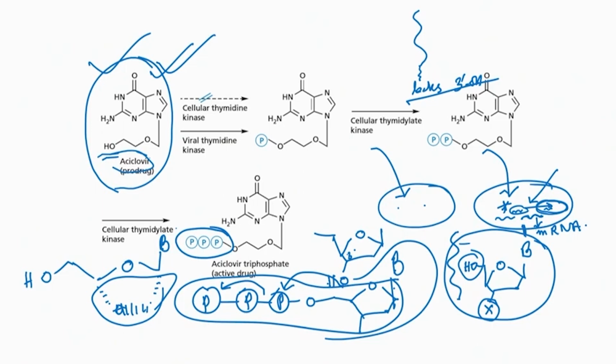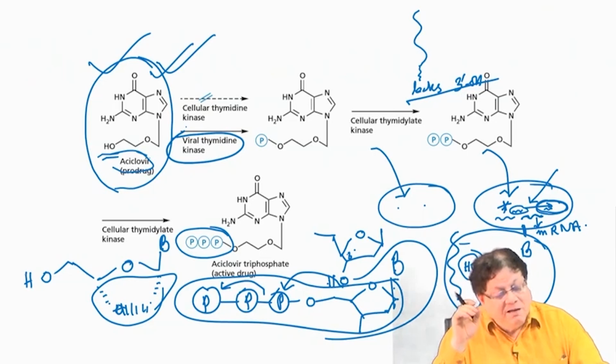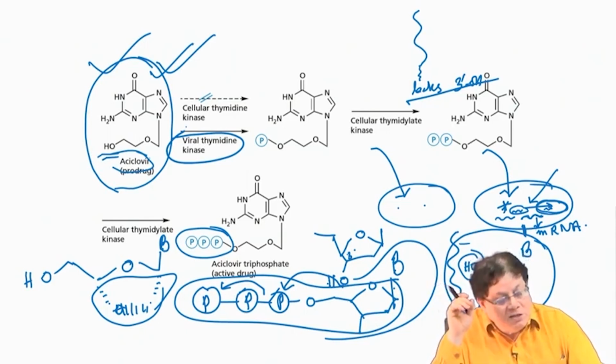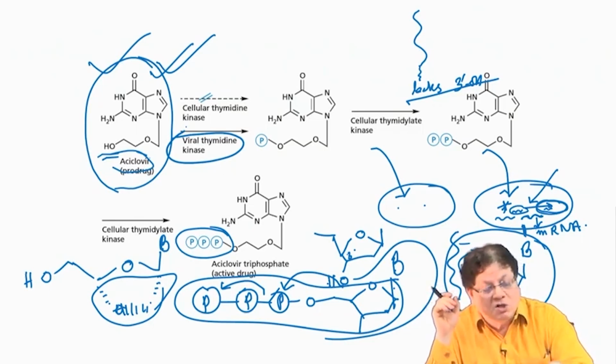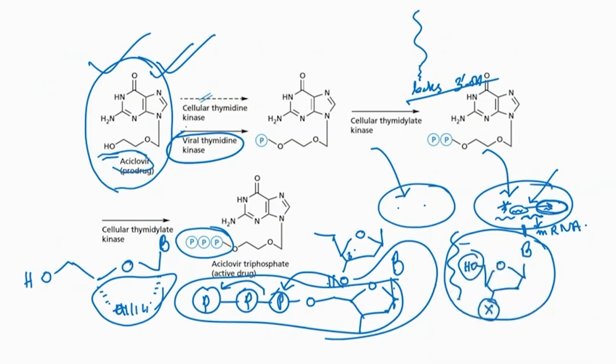Okay. Interestingly, the first phosphorylation is done by a viral kinase. Our body does not have any such kinase. Kinases are the enzymes that do the phosphorylation. We do not have any corresponding kinase to do the monophosphorylation of this. Okay. So, once this is monophosphorylated, then the host kinase takes up the further phosphorylation. So, it makes the diphosphate, then the triphosphate.